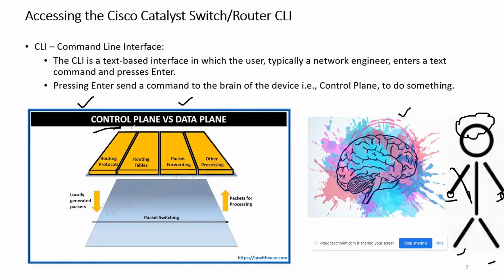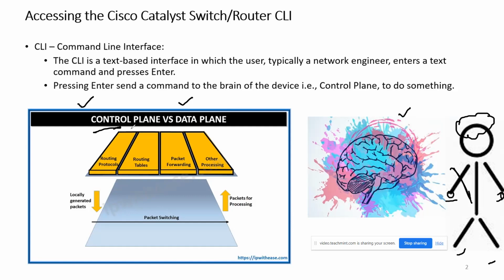Here I am talking about a router, so I'll say router. But control plane is also there in switches, routers, and firewalls. Even on your phone, you have a control plane. TV also has a control plane. CPU, computer, everywhere we have a control plane.